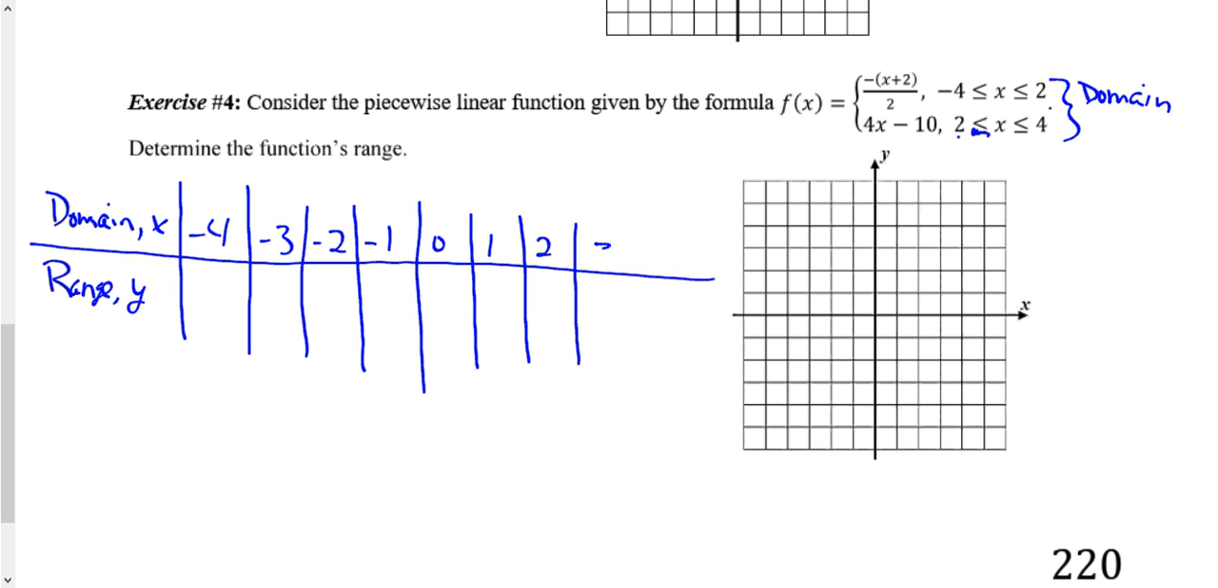3, 4, right? Okay? Yeah, I just got tired of doing the vertical tables. Doesn't really matter, does it? Neither.